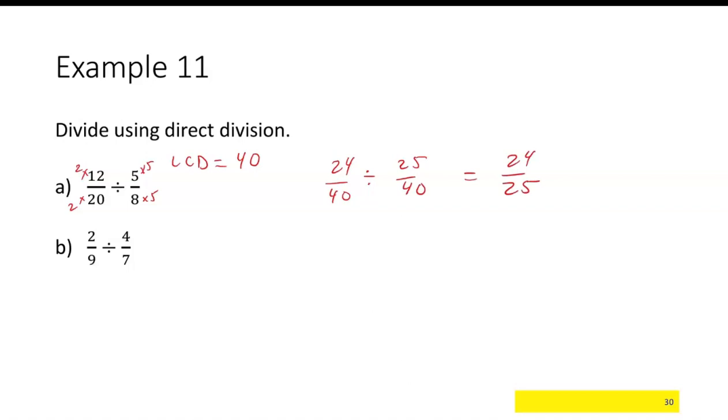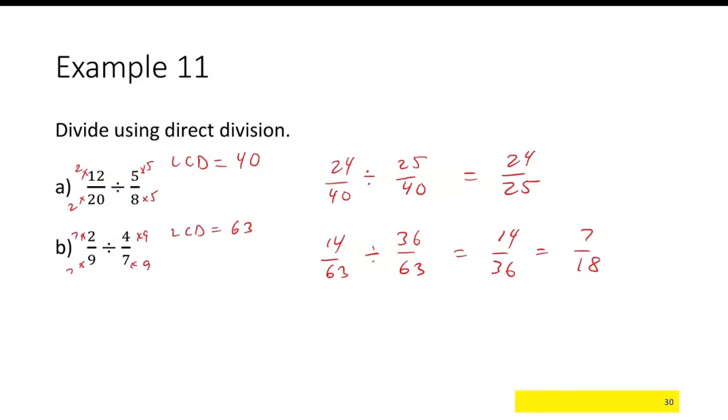2/9 divided by 4/7. The least common denominator is going to be 63. So the first fraction, multiply the top and bottom by 7. Second fraction, multiply the top and bottom by 9. So this becomes 14/63 divided by 36/63, which is 14/36. Divide by 2, top and bottom, you get 7/18.